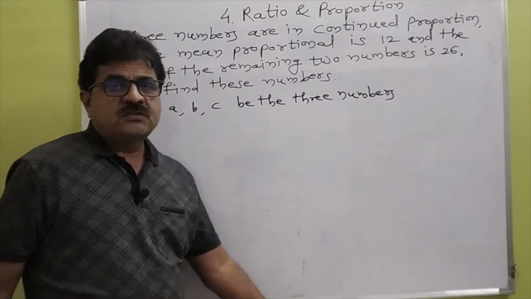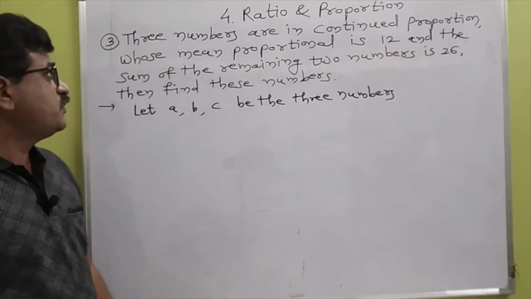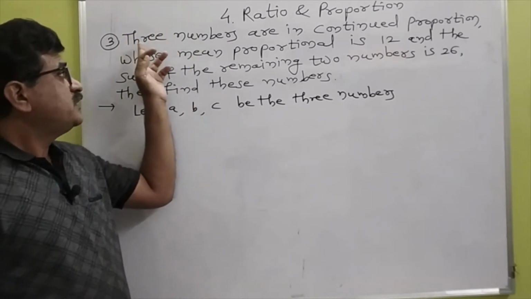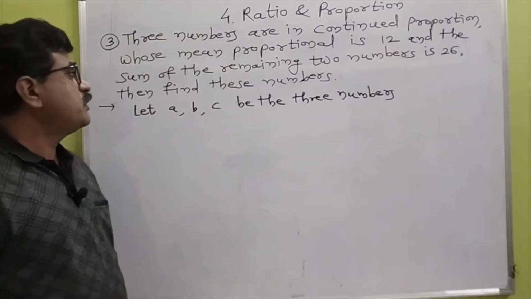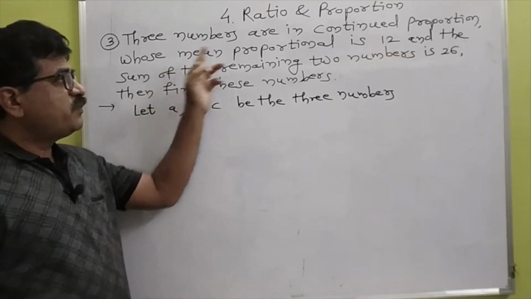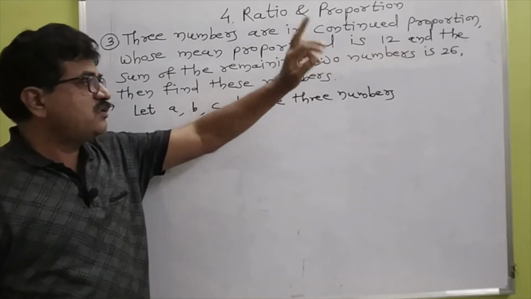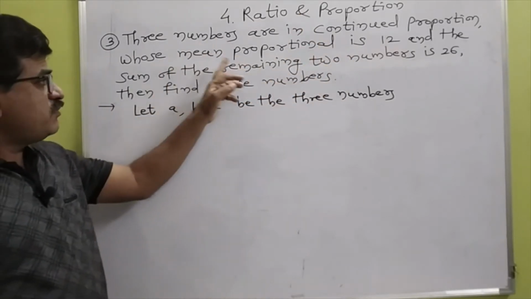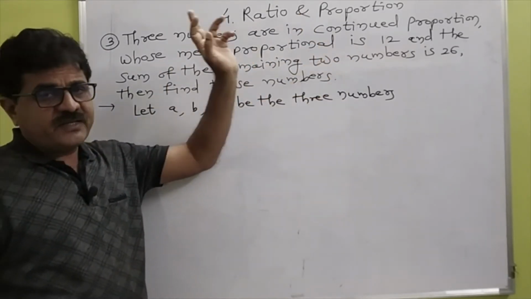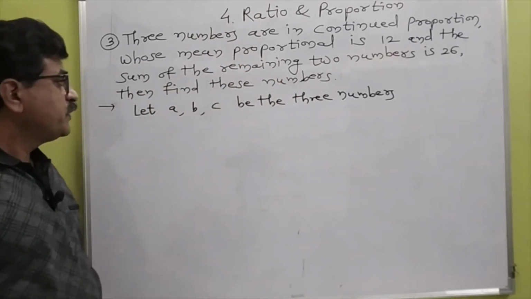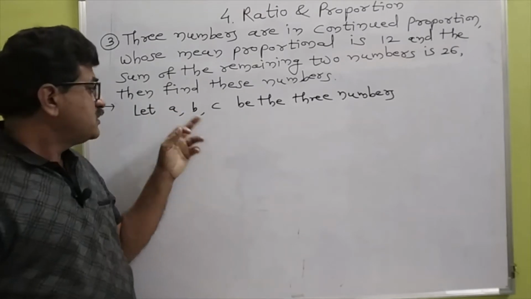Hello students, today we see the next example, that is question number 3. Three numbers are in continued proportion whose mean proportional is 12. We have given mean proportional 12 and the sum of the remaining two numbers is 26. Then find these numbers.